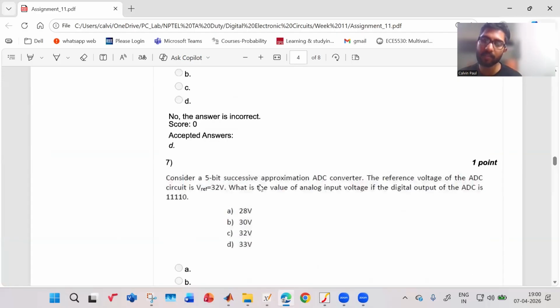So we have to consider a 5-bit successive approximation ADC converter. The reference voltage of this, VREF, is 32 volt. So we have to find what is the value of analog input voltage at which the digital output of the ADC is this much. Okay.